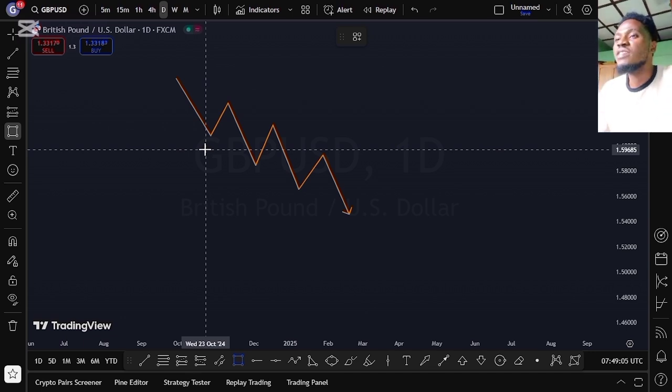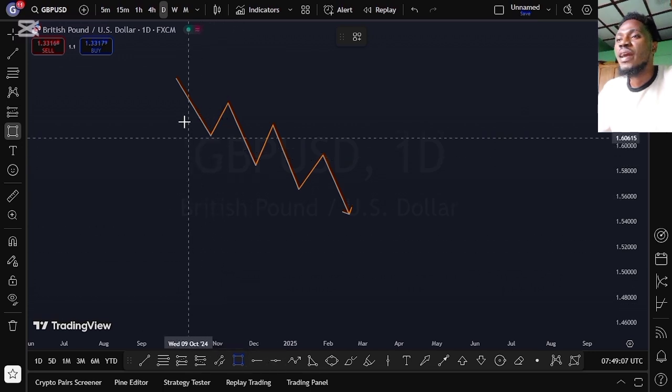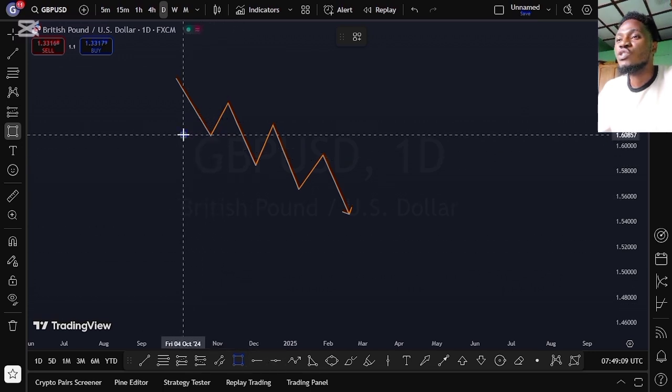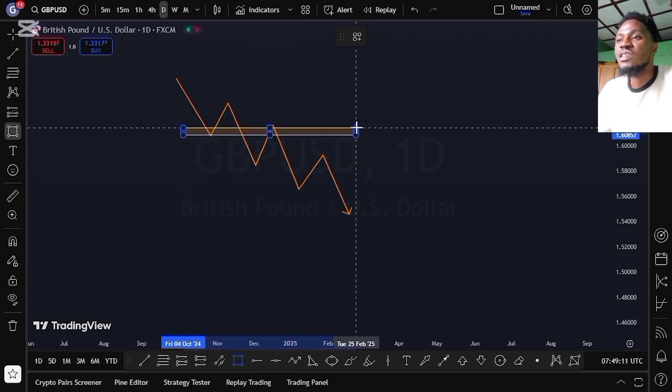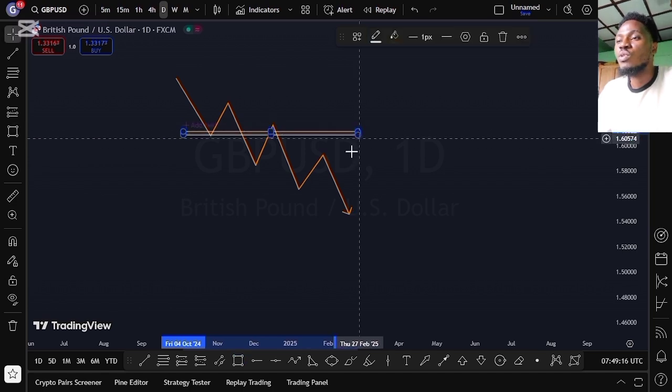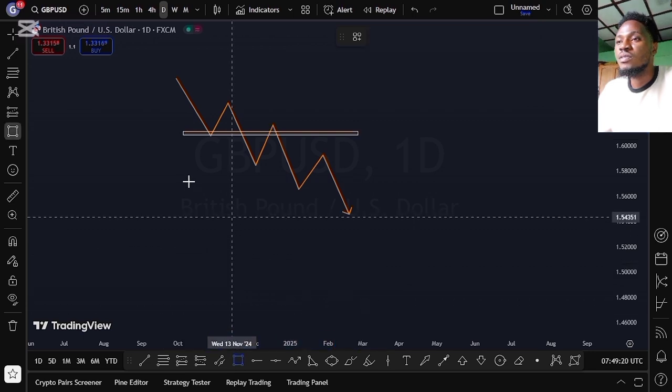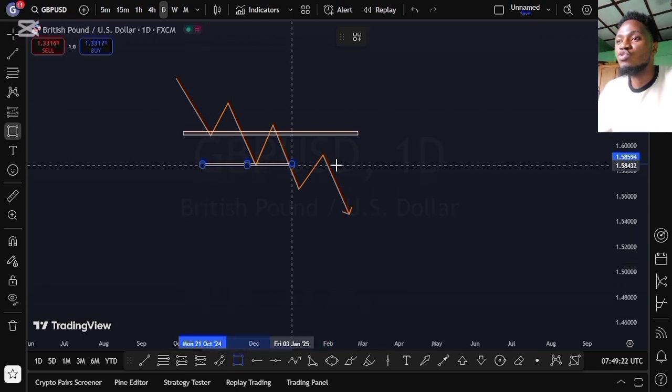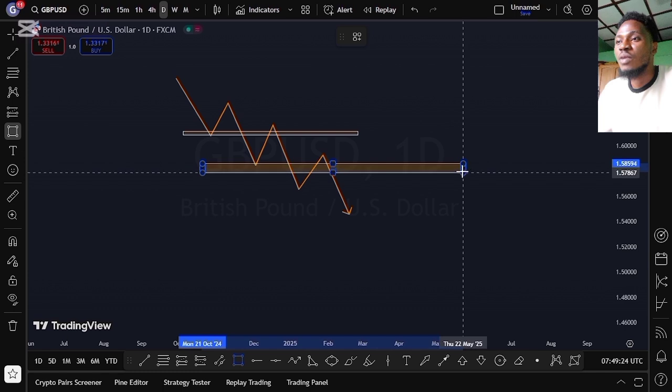So in this case, we'll be marking out our areas of interest, which is this support here, because this is a bearish market, right? So what we want to be doing is selling from the retested area, which will be these areas that we're marking out.